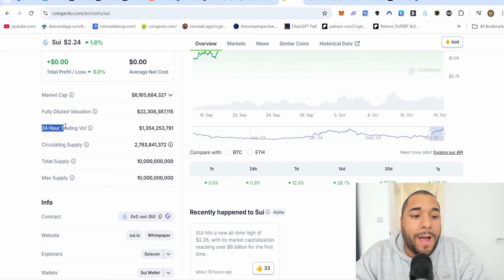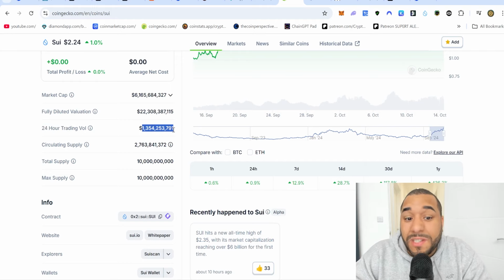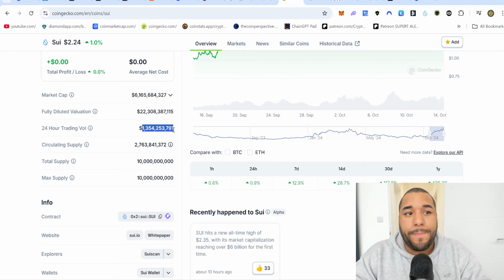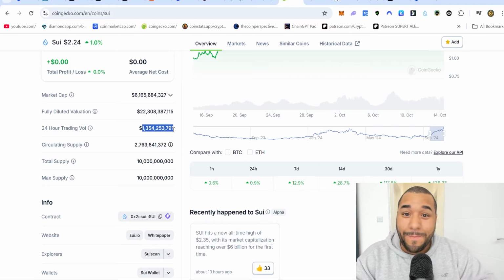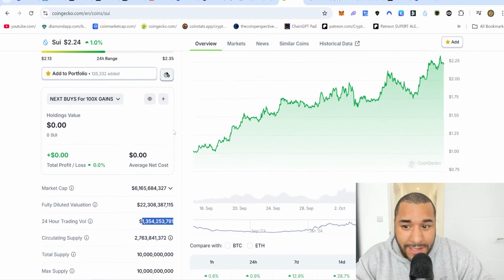The 24-hour trading volume is how much money is being filtered through SWE every single day, with people buying and people selling. $1.3 billion is going through. It's a lot of money every day to be going through SWE. There's a lot of attention right now.